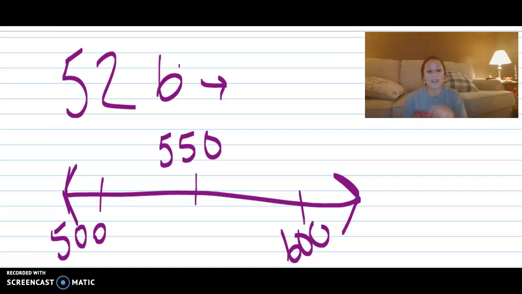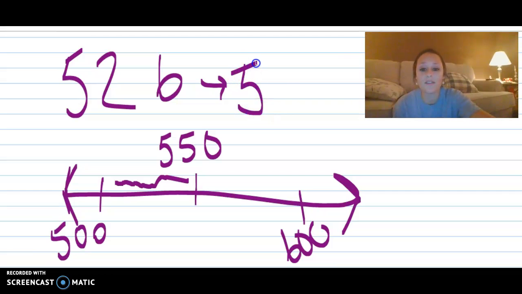I know 26 is less than 50, which tells me on my number line, 526 is going to be less than 550. It's going to fall on this side of my number line. That tells me I'm going to do what? I'm going to round down. Good job. Which tells me 526 rounds down to 500.